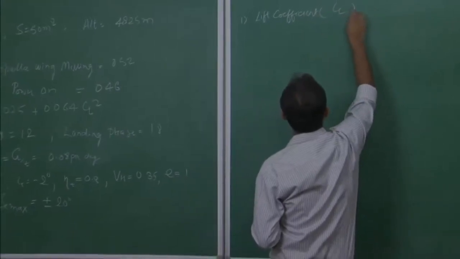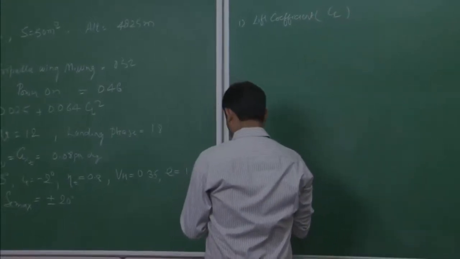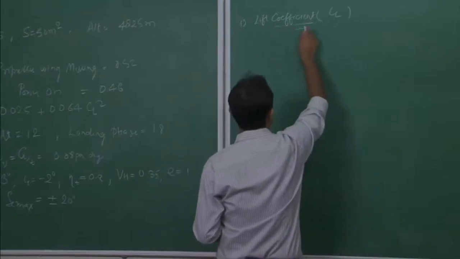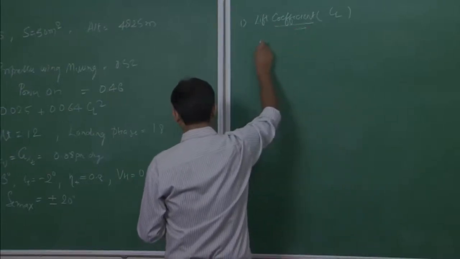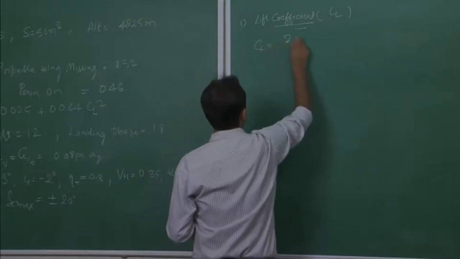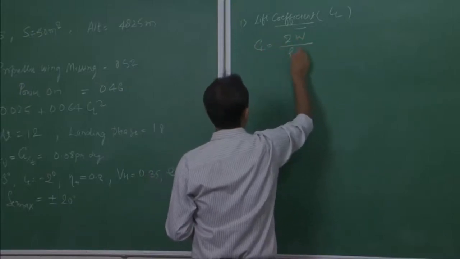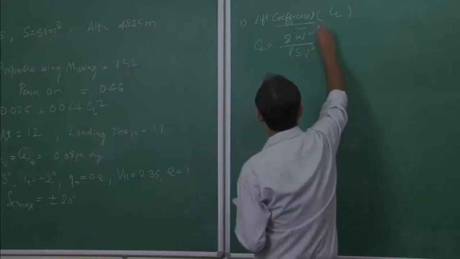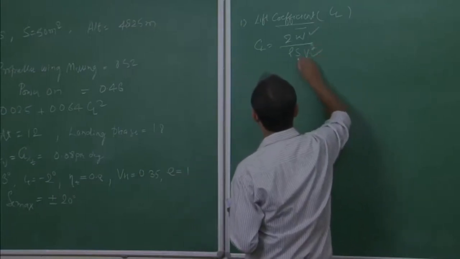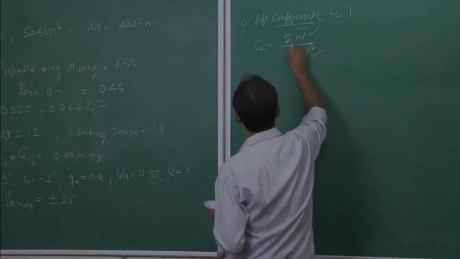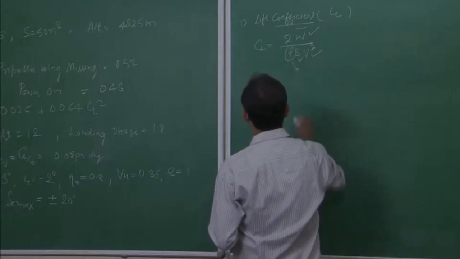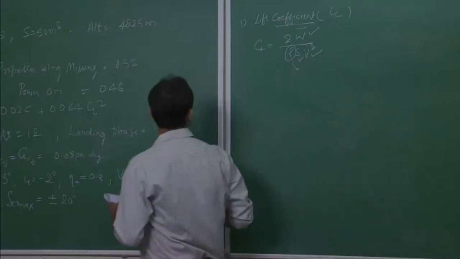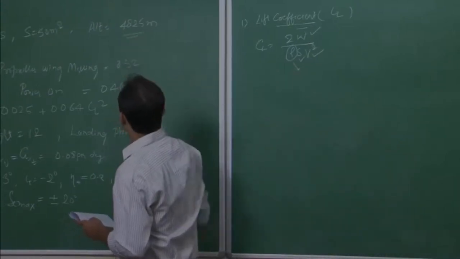CL at trim. We already know that for cruise condition we have to calculate CL. We already know that CL is given as 2W by rho S V square. We already know weight, we know cruise velocity, we already know area. The only thing we don't know is this density. We have to first calculate density at 4825 meters.